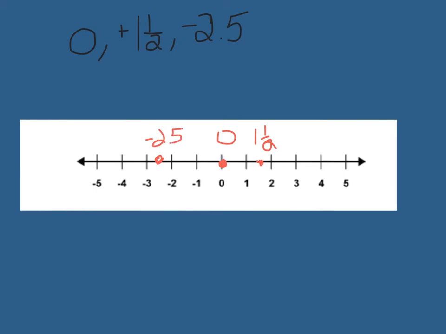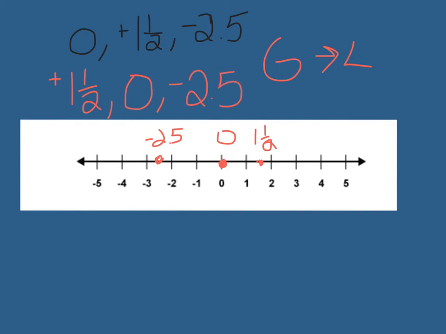Okay, so now I need to put these in order from greatest to least. So my greatest number is farthest right, that's here, 1.5. So if I'm going greatest to least, I'm going to put this number first and I'm going to work to my left because left is going to the least. So I would put these in order with it being 1.5, positive 1.5. The next would be 0. And the last would be negative 2.5.